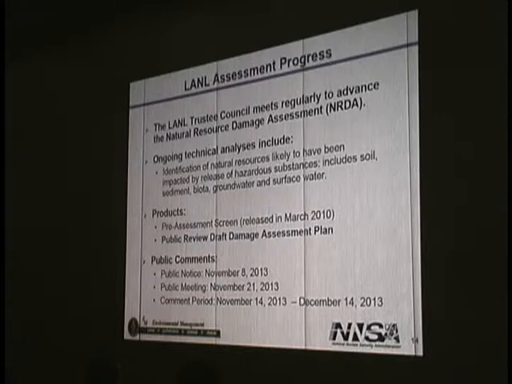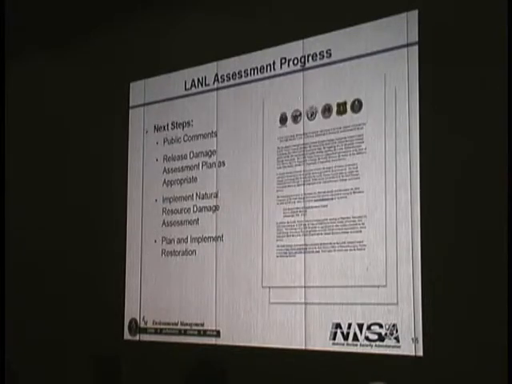Our products, as I mentioned before, are the assessment plan, and prior to that was a pre-assessment screen. And where we're at right now is we just issued our public notice November 8th. Our public meetings are tomorrow night, Cities of Gold. The comment period is a 30-day comment period that started November 14th. Our next steps: get through public comments, release the damage assessment plan as necessary, implement the damage assessment, and then plan and implement the restoration projects.